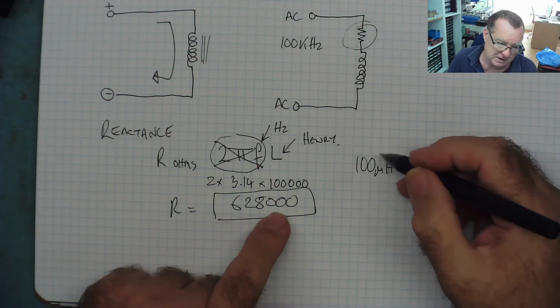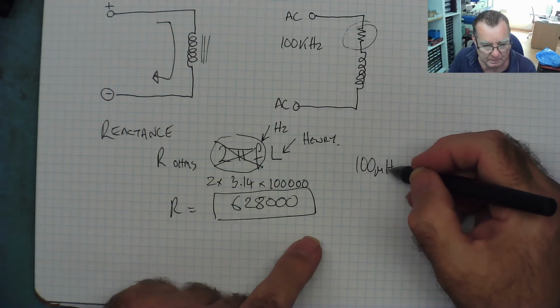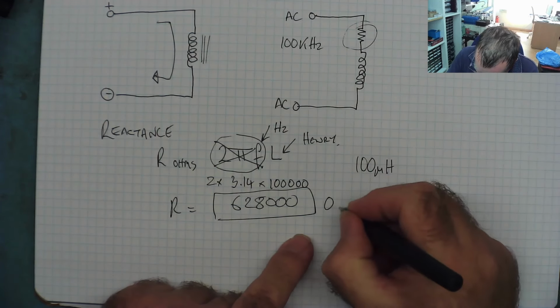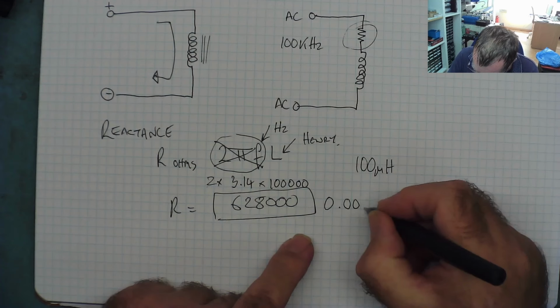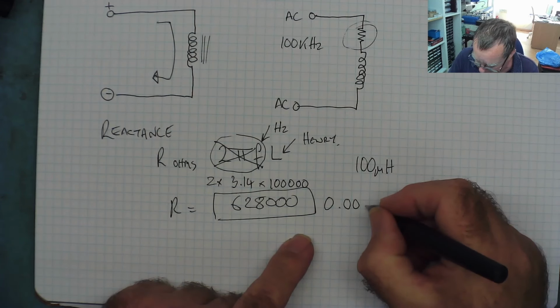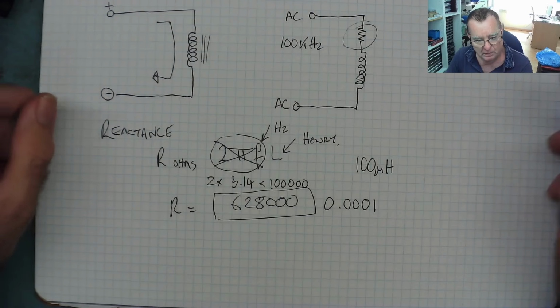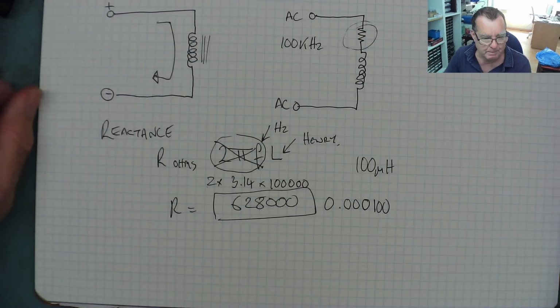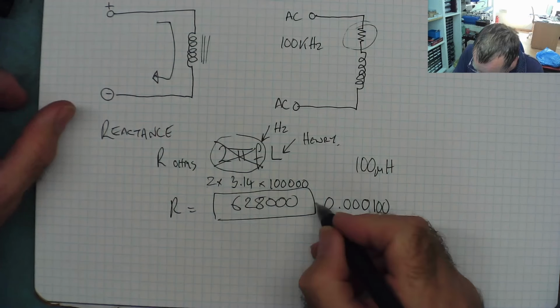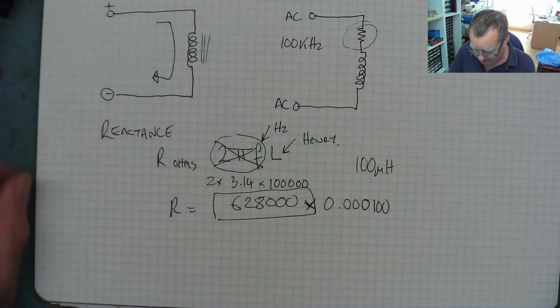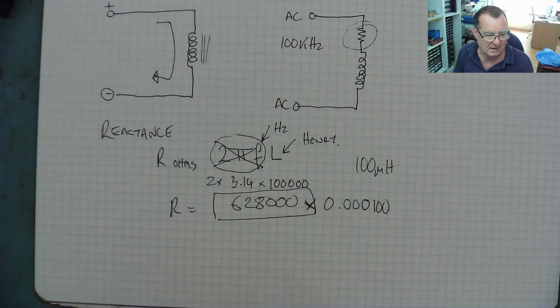This is where it starts getting a bit messy. So 100 microhenries is 0.00... well, the next would be 1 millihenry, which is 1,000 microhenries. That was 100, so it's 0.00100 if you like. That's why it gets messy. But if we work this formula out on my calculator, we'll work out what the resistance is, and I'll show you how to do it easier.